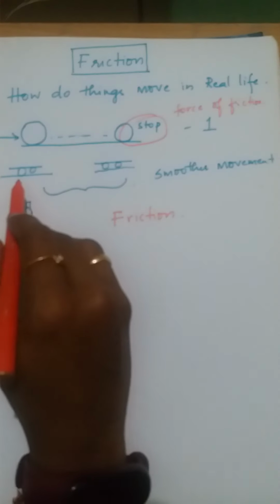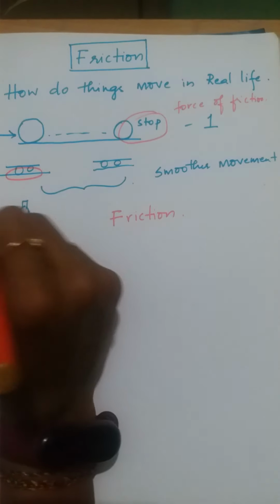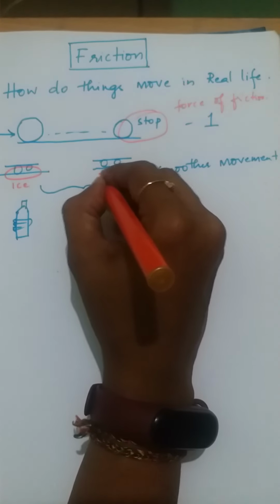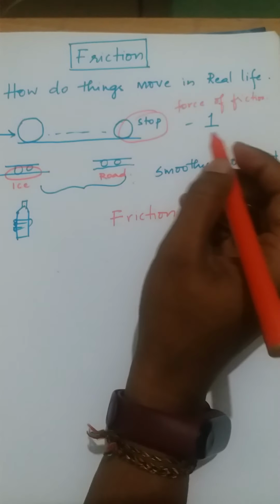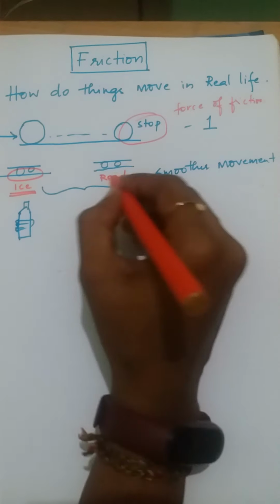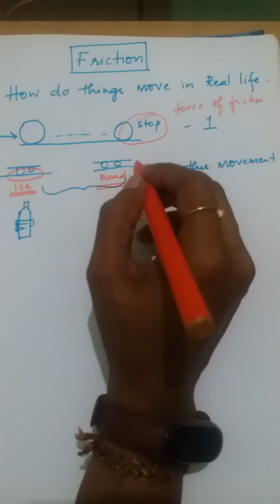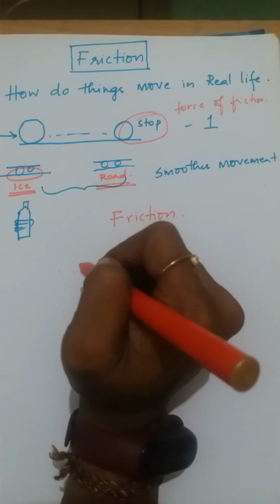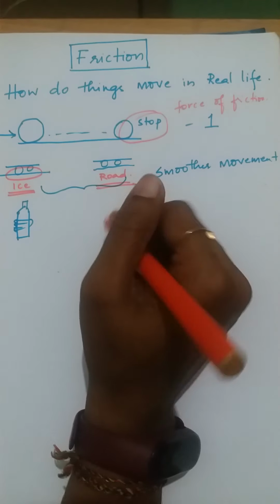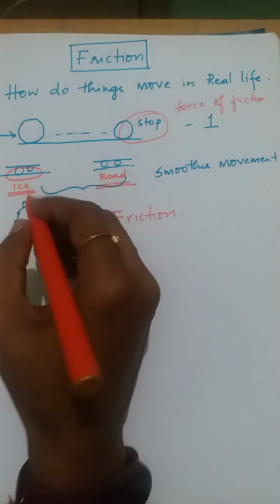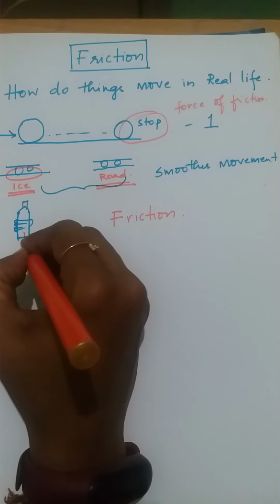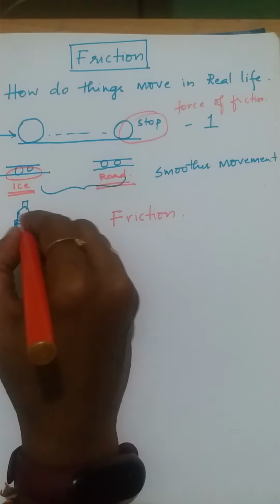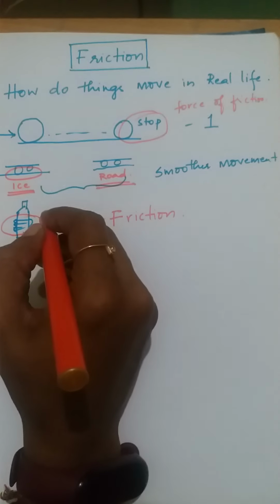and since the frictional force when you are skating on ice is very less when compared to when you are skating on a road, hence there will be lesser friction in case of ice and more friction in case of road. That is the reason why you will have a smoother movement in case of ice skating when compared to that of road. Now here in the case of the bottle, the natural tendency of the bottle is to fall down. Because of the friction between your hand and the bottle, there will be no fall of the bottle.